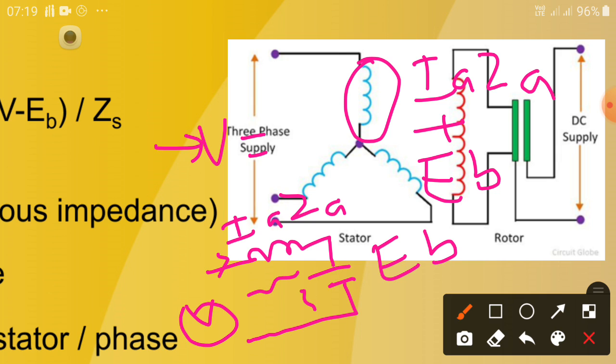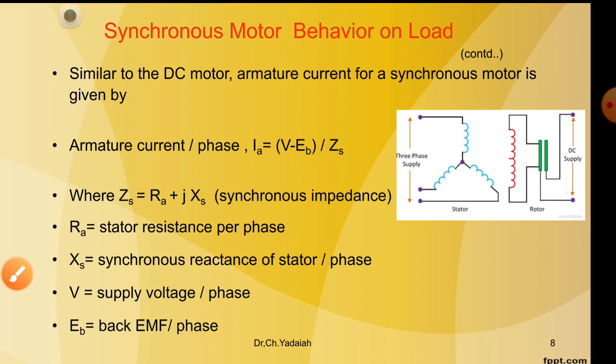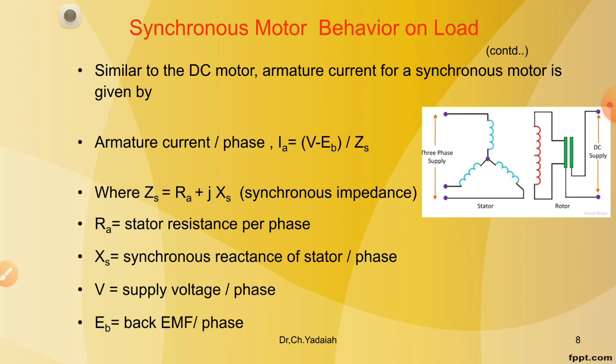So this is a simple equation. Now analysis. Armature current per phase is IA equal to V minus EB by ZS, where ZS is RA, the armature resistance, plus j of the synchronous reactance XL. Here RA is the stator resistance per phase, X is the synchronous reactance per phase, V is the applied voltage per phase, and EB is the back EMF induced in the stator.